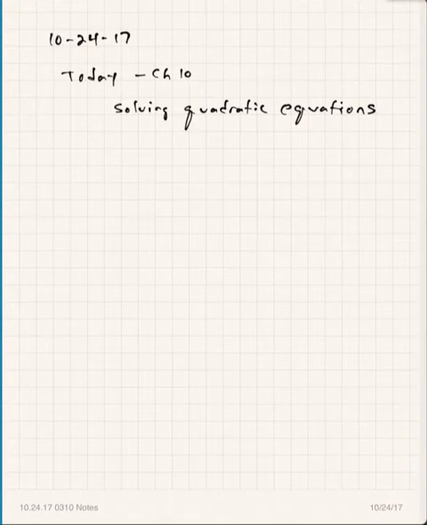And part of that involves square roots, and that's one reason why we've been talking about square roots so much over the last couple weeks. So today we'll look at several other methods for solving quadratic equations.